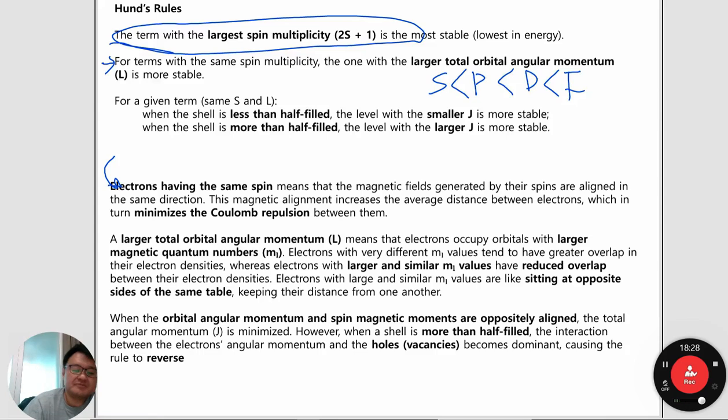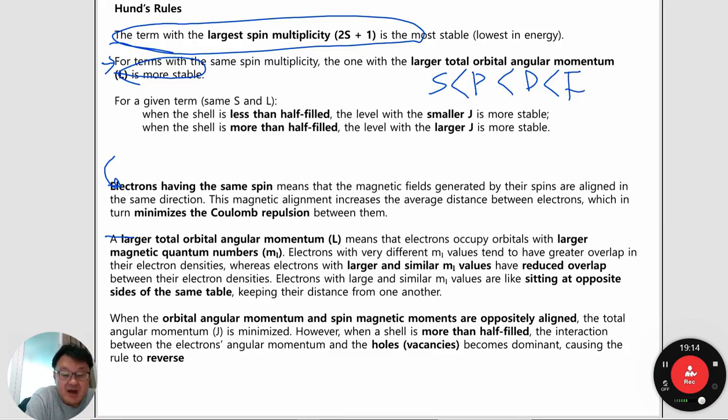So regarding the second rule, a larger total orbital angular momentum L means that electrons occupy orbitals with larger magnetic quantum numbers. Electrons with very different magnetic quantum number values tend to have greater overlap in their electron densities, whereas electrons with larger and similar ML values have reduced overlap. Of course, if electron densities would have more overlap, then they would have more repulsion. If they would have less overlap, then they would have less Coulombic repulsion and become more stable.